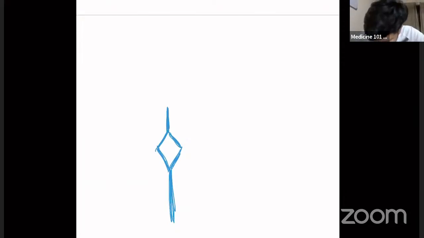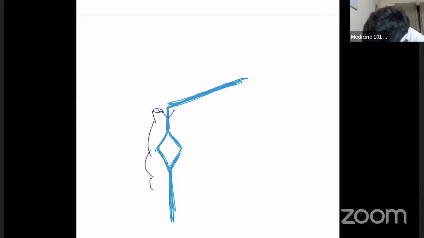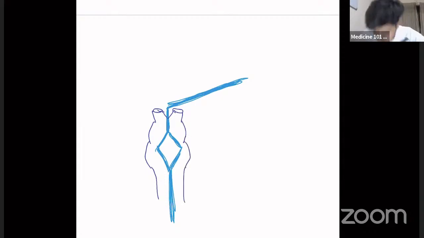Now, here is the fourth ventricle. Guys, draw this with me. We are drawing the fourth ventricle right now. And here's the cerebral aqueduct. And here we have the third ventricle. Just understand this, because it's very important.